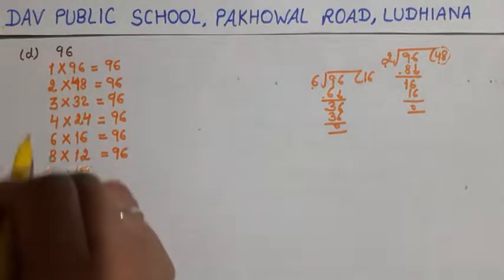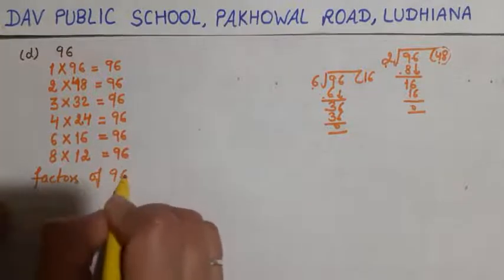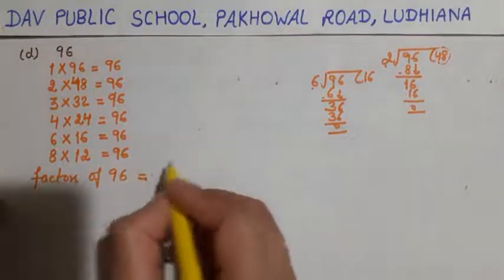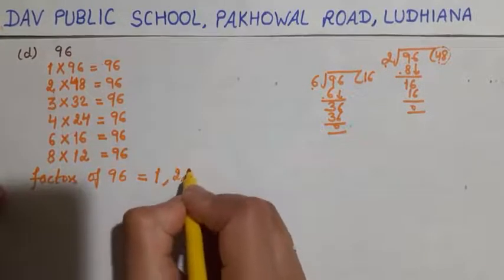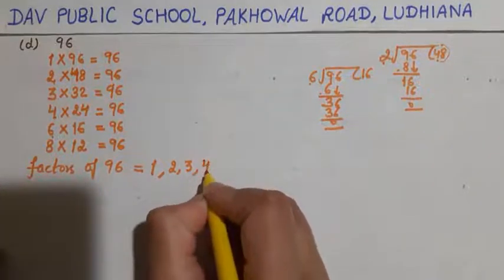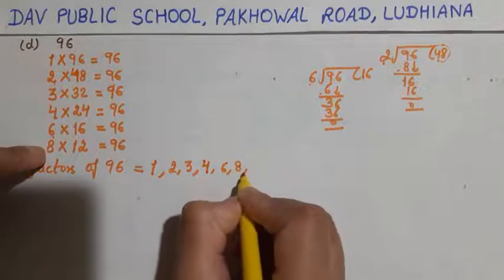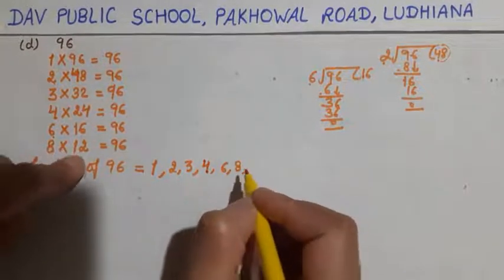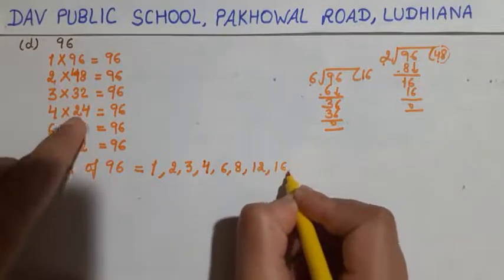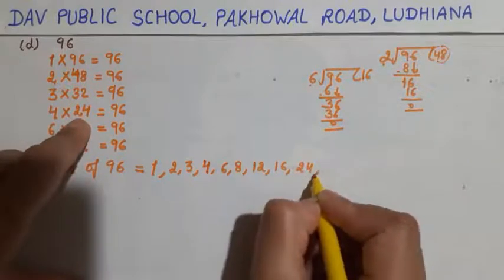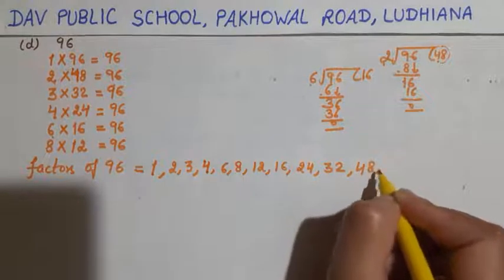So we have all the factors. We will write down the factors. The factors of 96 are 1. We will start from 1, then 2, then 3, 4, then it's 6, then 8, and after 8 it will be 12, then 16, then 24, 32, 48, and the last factor is 96.